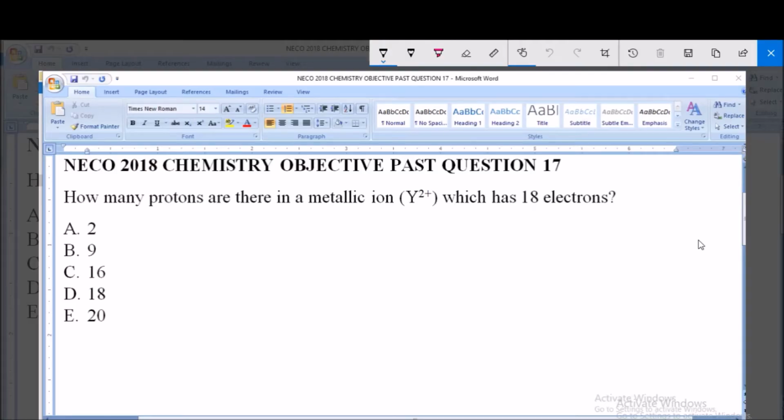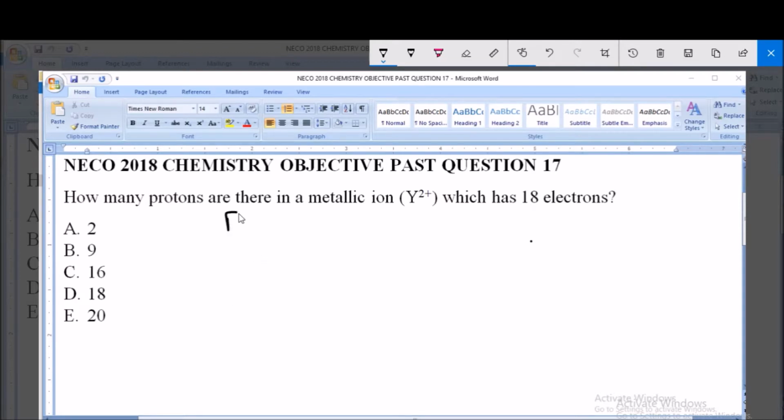Hello and welcome. I will be answering NECO 2018 Chemistry Objective Past Question 17. How many protons are there in a metallic ion Y2 plus, which has 18 electrons? A 2, B 9, C 16, D 18, E 20.